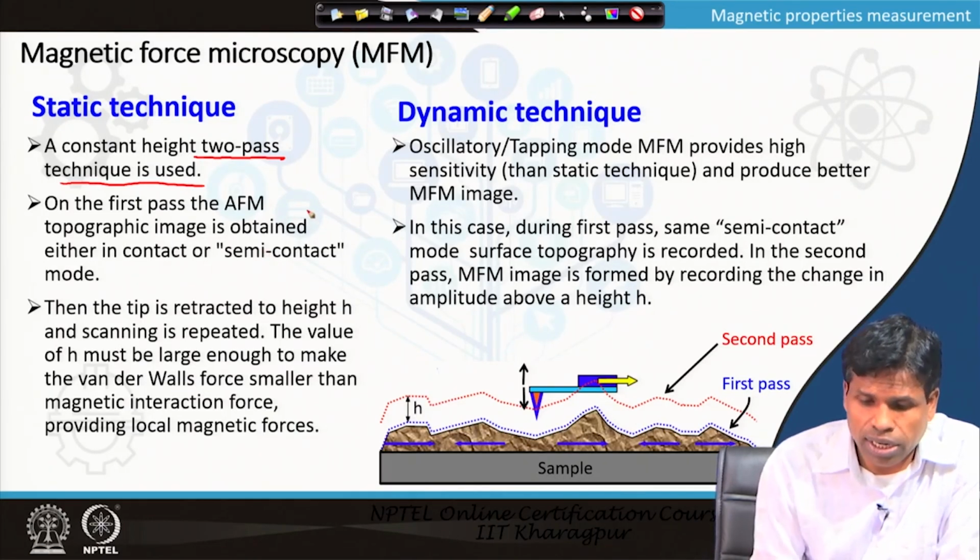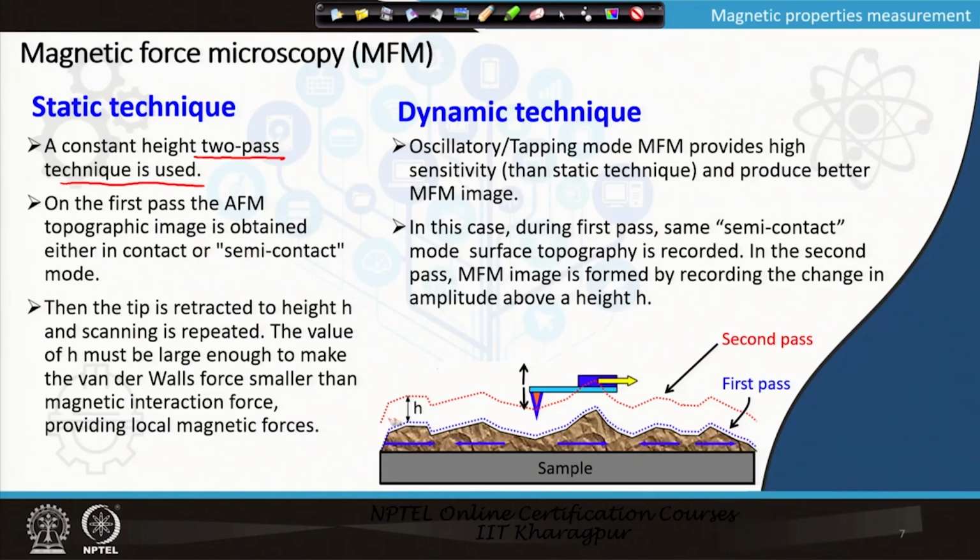After taking a topographic image, as you see, the first pass is the blue dotted line. Here the tip is scanned on the sample surface in constant force mode. In this case it is constant force mode, therefore the tip is just following the sample surface, and after taking the first pass, in the second pass the tip is retracted to a height greater than 10 nanometer, and then the same path is followed.